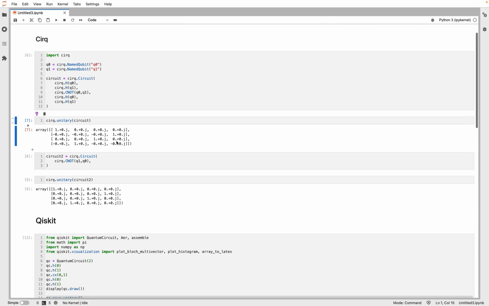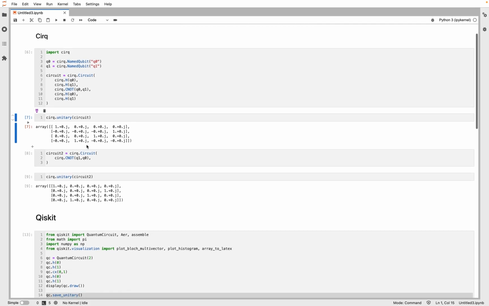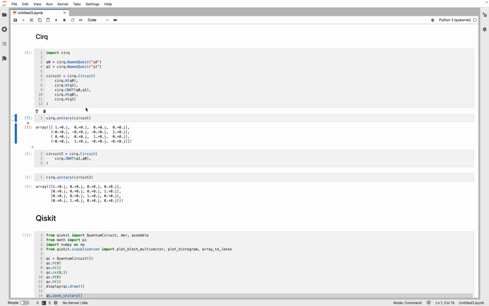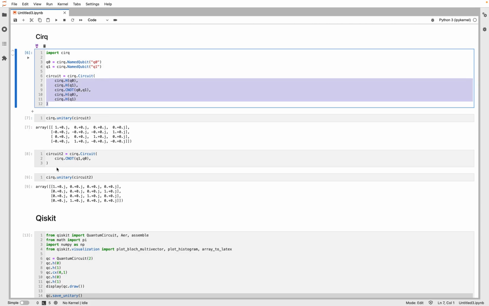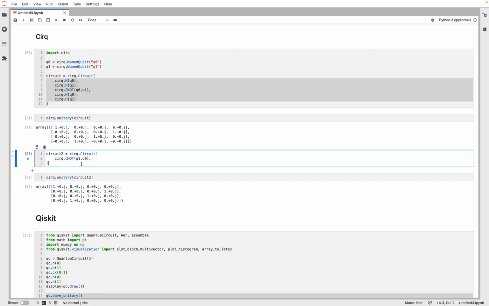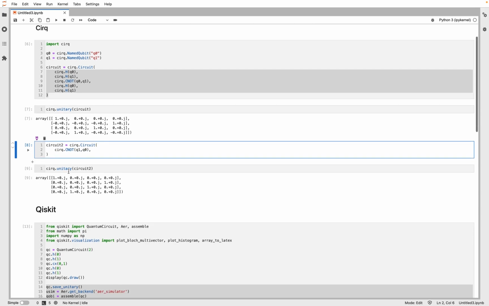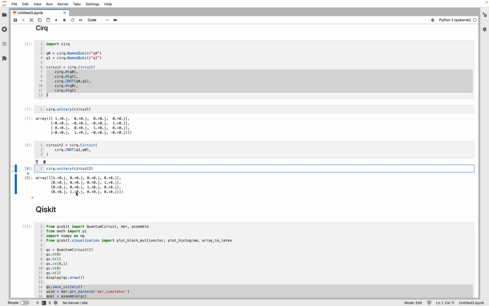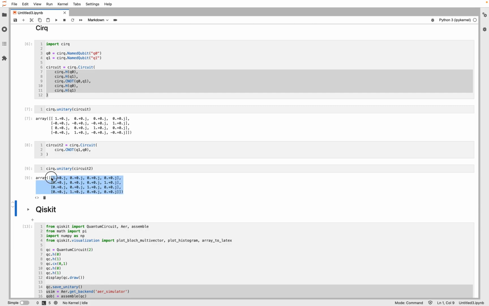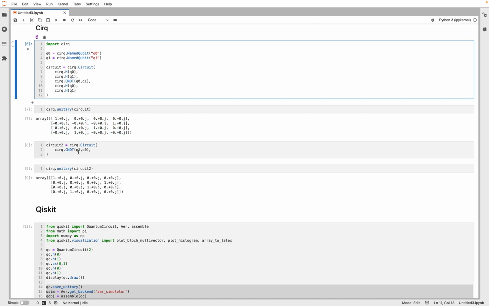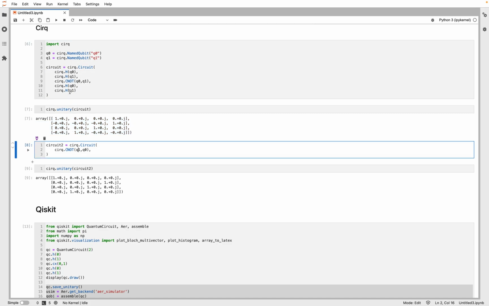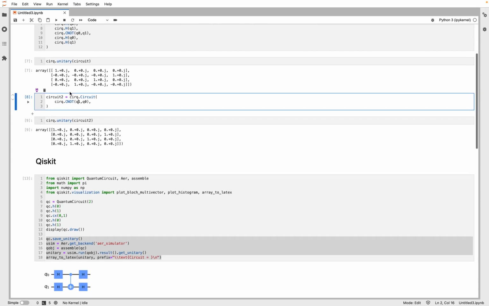And now we want to prove that this circuit is the same as this CNOT circuit, but with the control on the second qubit and the target on the first qubit. So we'll construct this circuit, and then we check the unitary matrix. Again, we see that this matrix is identical to this matrix. That's why these two are exactly the same due to the phase kickback effect.